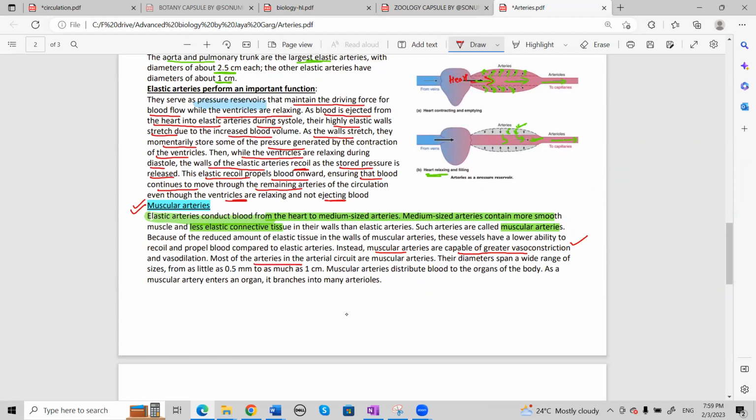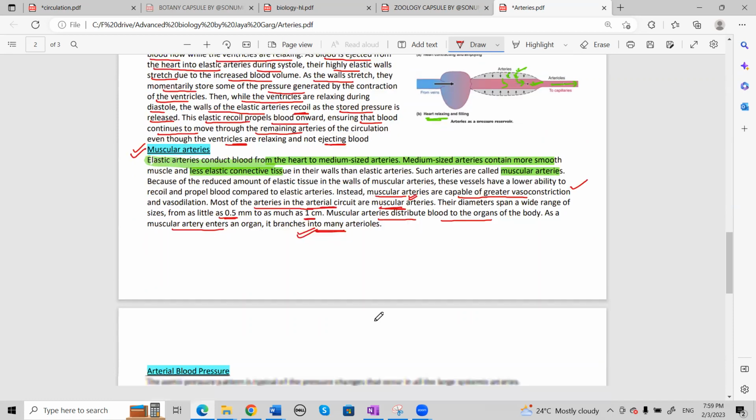And most of the arteries in the circulation, when we study properly how many blood arteries there are, we find the majority are muscular arteries. Their diameter can be from 0.5 millimeter to 1 centimeter, and it can also be more. Muscular arteries distribute blood to the organs, and when one enters the organ, it branches into arterioles. I hope this topic is very easy for you.